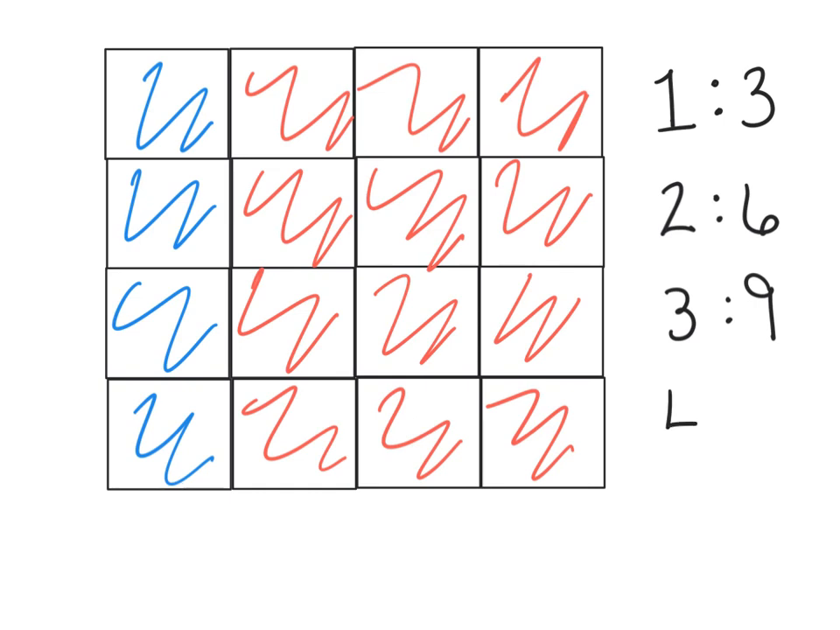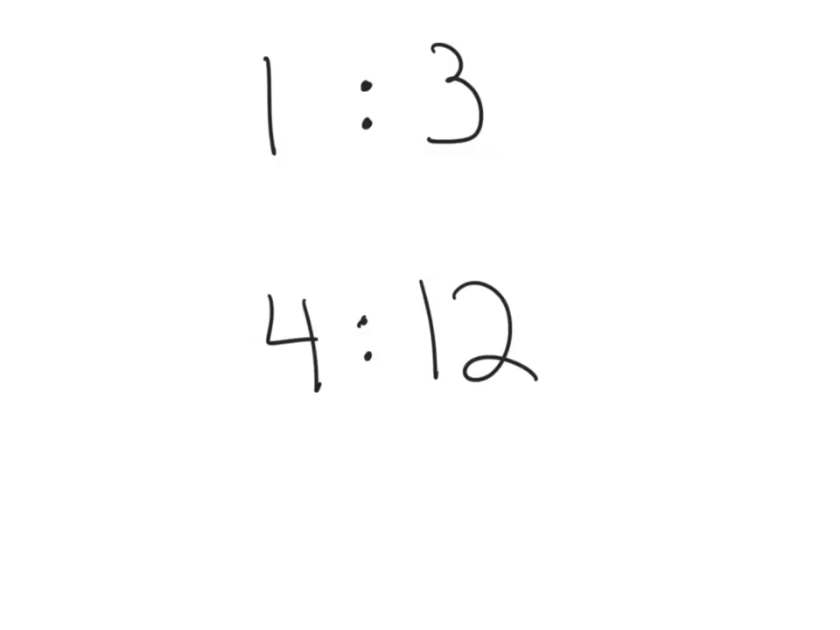Okay, and if you've unpaused, you should have seen I have 4 blue, 12 reds. So now we have 1 to 3, 2 to 6, 3 to 9, and 4 to 12 as all equivalent ratios. Let's take a closer look at how the math works out for the ratio of 1 to 3 being equivalent to 4 to 12. And hopefully some of you are starting to see the pattern.